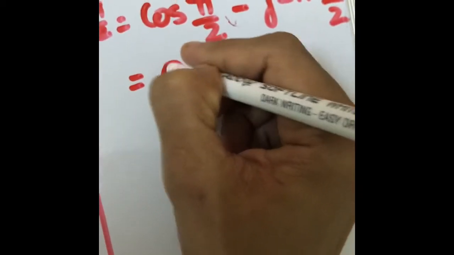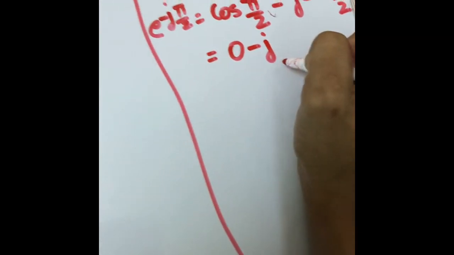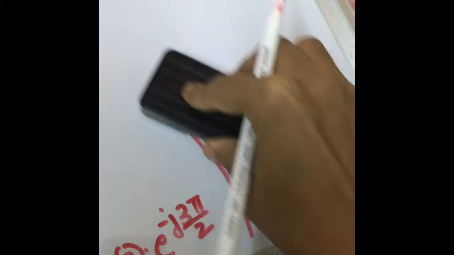Similarly, e raised to minus j pi by 2 will be cos pi by 2 minus j sin pi by 2. What is cos pi by 2? It is 0. Sin pi by 2 is 1. So e raised to minus j pi by 2 will be equal to minus j. Do not worry, by the end of DFT all of these things will be on your fingertips.